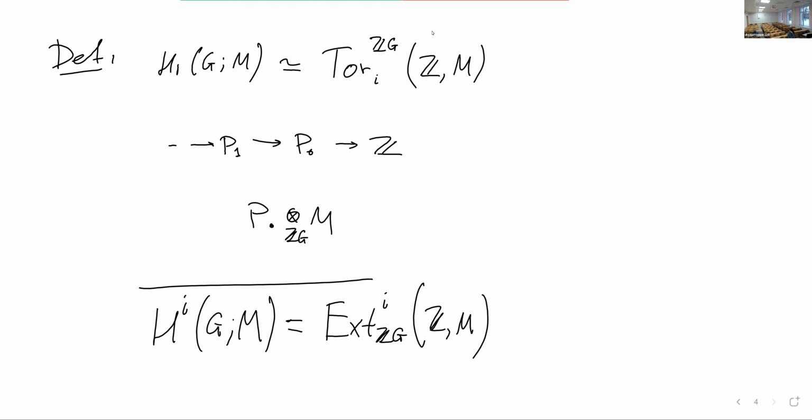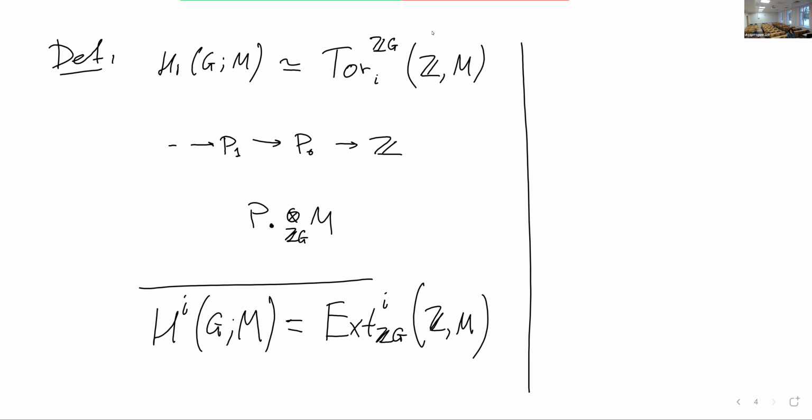So we have two functors, the functor of coinvariants and the functor of invariants, and we derive those, and we get the group homology and cohomology.